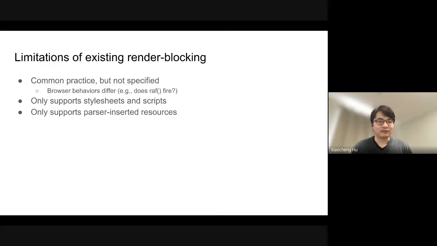And the second one is this render blocking mechanism only supports style sheets and scripts. And sometimes we might want to block on some other types of resources. And the last one is it only supports parser inserted resources. So if we have some resources inserted by the script, then we don't have any way to block render on it. And this might cause some problems, as we'll see in the use cases I'm going to introduce.